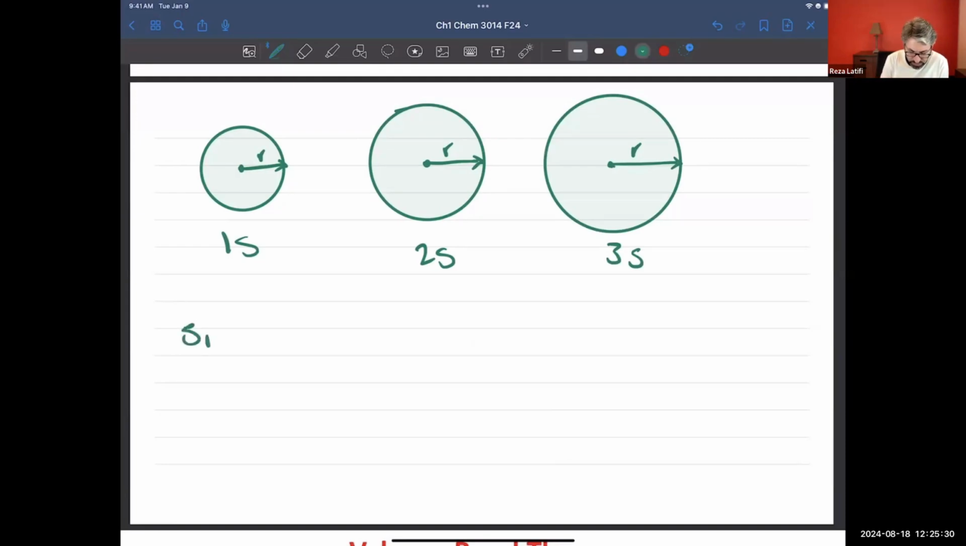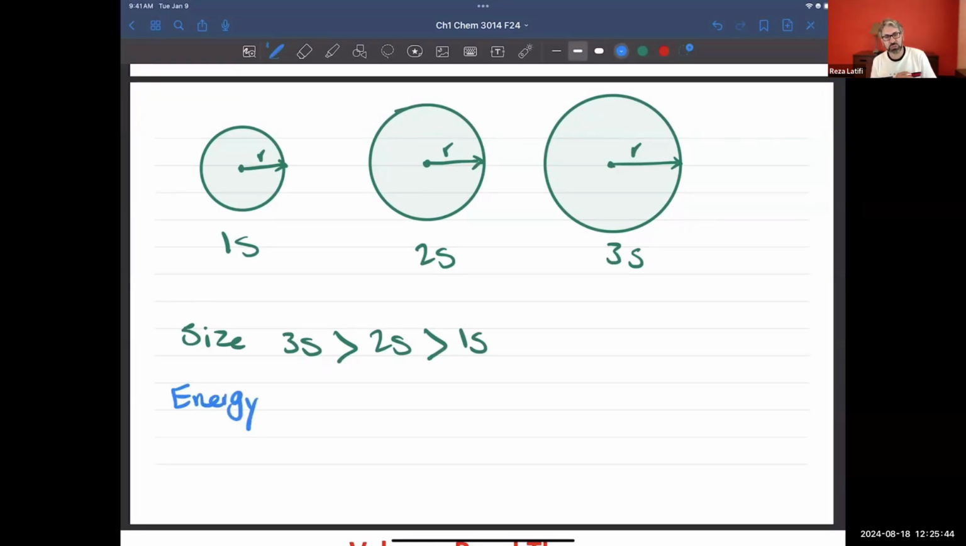So the size of the 3s orbital is bigger than the 2s orbital, and bigger than the 1s orbital. How about the energy? As you get far from the nucleus, the energy of that orbital will go up, or the energy of that electron sitting inside the 3s orbital will go up. So the energy of an electron in the 3s orbital is going to be higher than an electron sitting in 2s, and that one sitting in the 1s orbital.